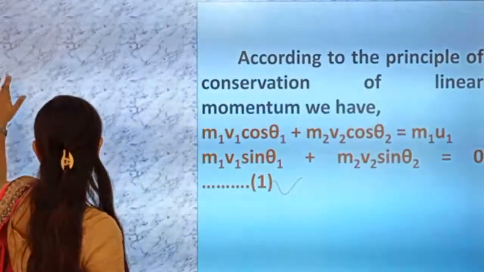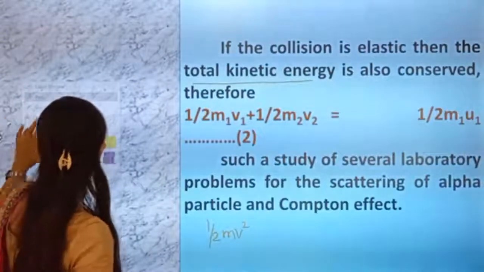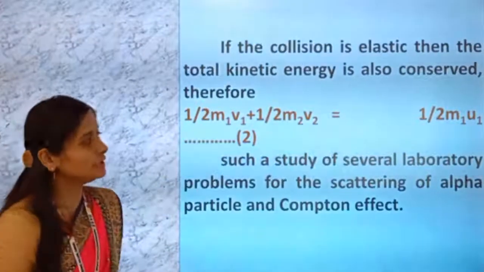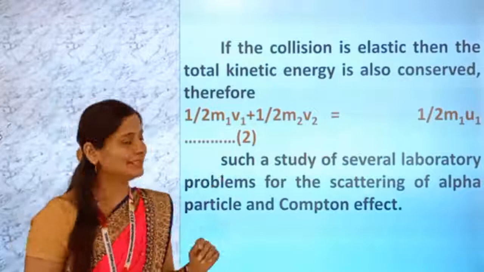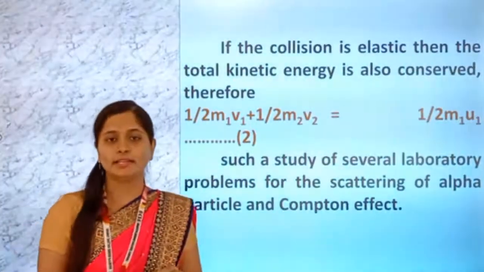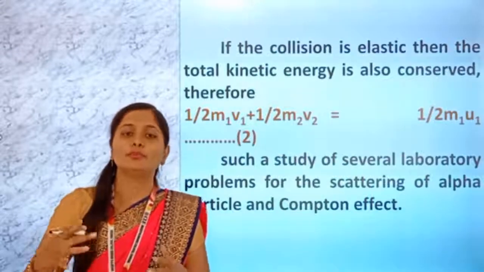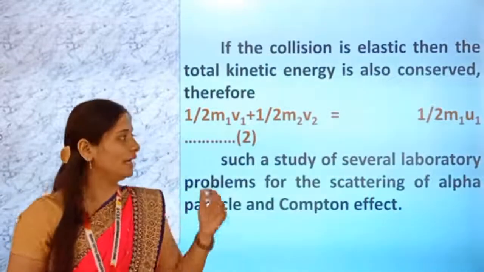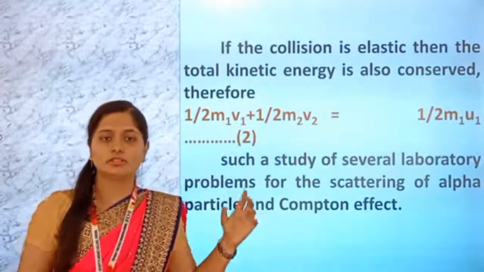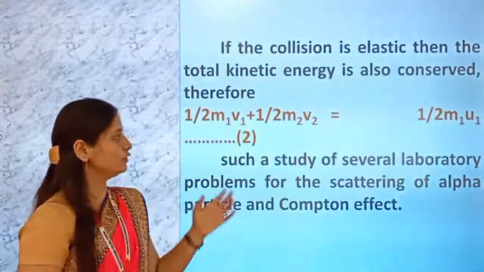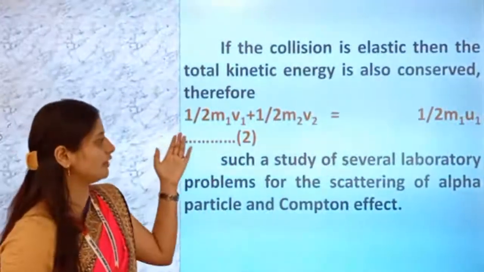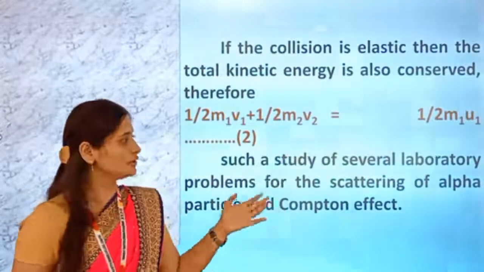Next we will see, if the collision is elastic, then the total kinetic energy is also conserved. Up to this, what did we prove? We proved that the momentum is conserved and the kinetic energy is also conserved. Now we have to prove it. For the kinetic energy, they give half m1 v1 plus half m2 v2, and so on.